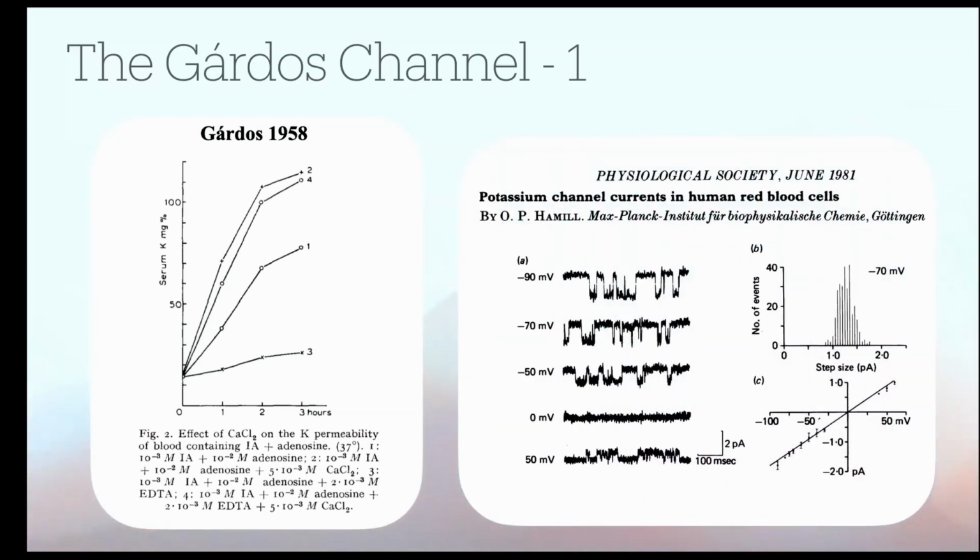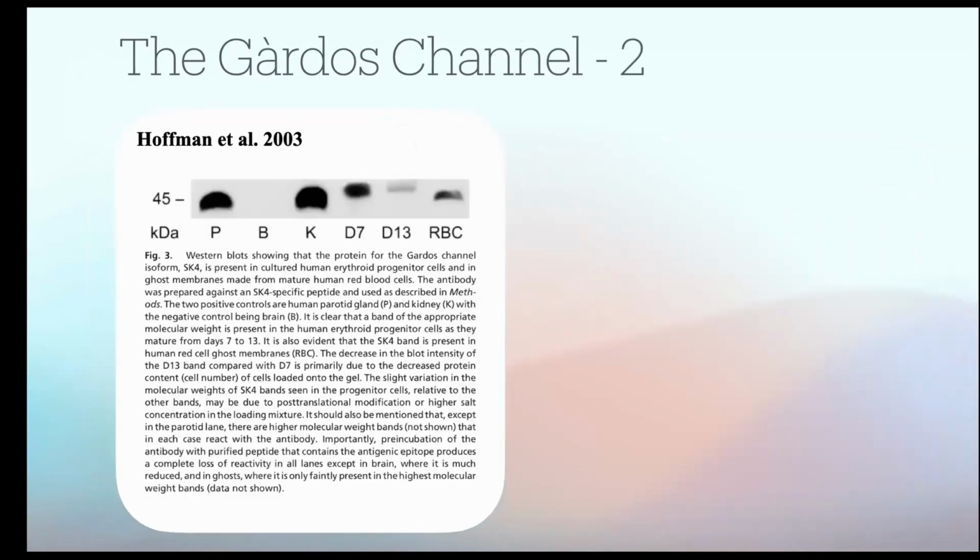So this is then, to my best knowledge, the first official recording of the Goddard's channel, presented at the meeting of the Physiological Society in 1981 by Haenel. So this was a poster, actually, not a talk. And well, only in 2003 we got the first paper by Joe Hoffman that gave, let's say, a very strong indication that the Goddard's channel is indeed the HSK4 or the KCNN4, depending what nomenclature you follow.